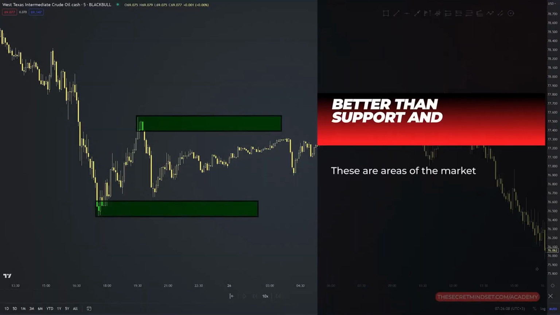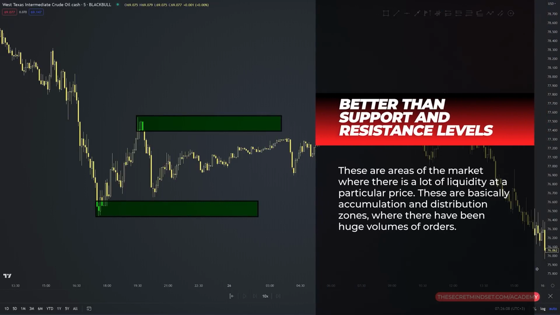I prefer supply and demand zones to the classic support and resistance levels because these are areas of market where there is a lot of liquidity at a particular price. These are basically accumulation and distribution zones where there have been huge volumes of orders.